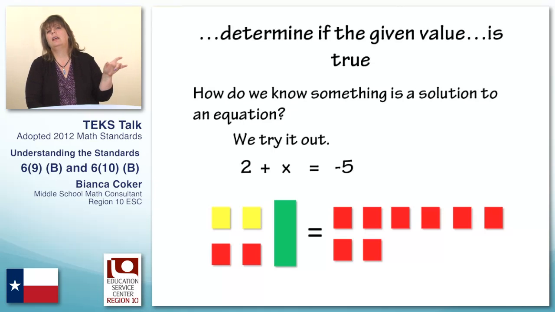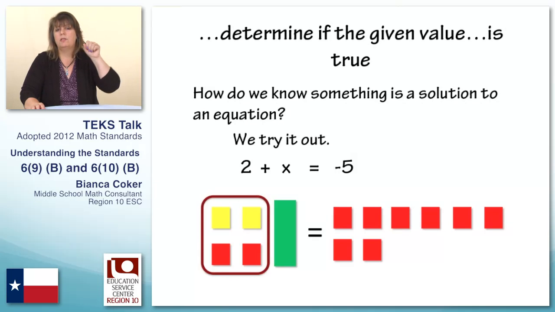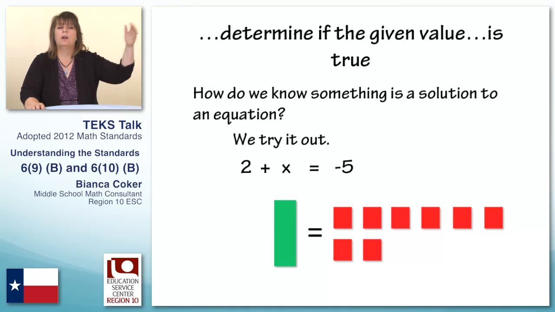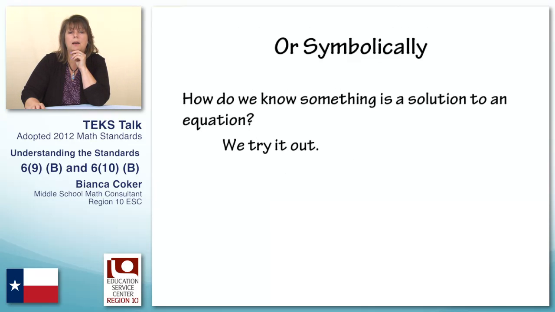So if I add the two negatives I need to get my zero pairs on the left, I have to add two negatives on the right as well. That's okay. We can do that. Now, we have our zero pairs. We have those two zero pairs. Those are 0. So really all I have left on the left side is my x, and on the right is 7 negatives. So let's look at symbolically what happens.